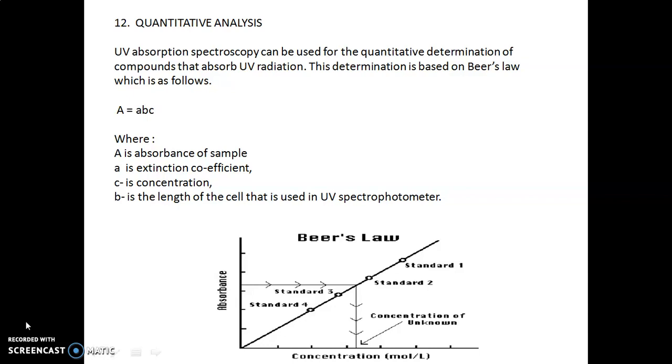The last application is quantitative analysis. By using Beer-Lambert's law, we can easily quantitate any type of compound or analyte by using UV. UV absorption spectroscopy can be used for quantitative determination of compounds that absorb UV radiation. This determination is based on Beer's law, which is A equals abc, where capital A is the absorbance of the sample, small a is the extinction coefficient, b is the path length, and c is the concentration. By using this formula we can determine the concentration, and by getting the line equation we can also quantitate any type of analyte by using UV. So this is the major application of UV.